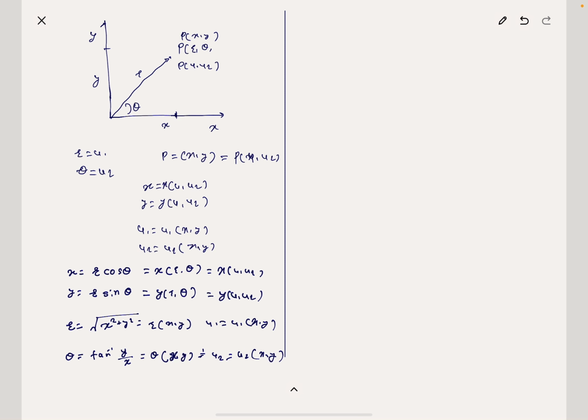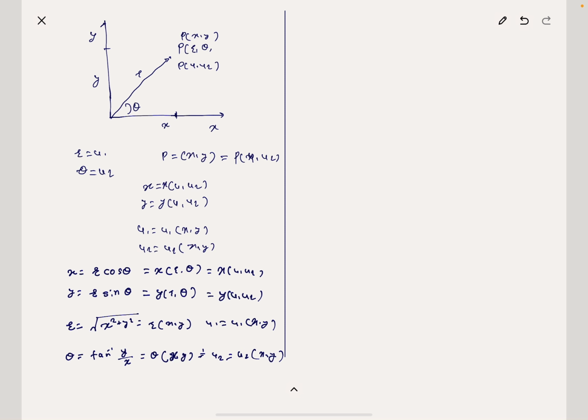So this is how we have the concept of transformation and inverse transformation. That is, we can transform one form of coordinate system into another form of coordinate system without changing its physical constituent values.